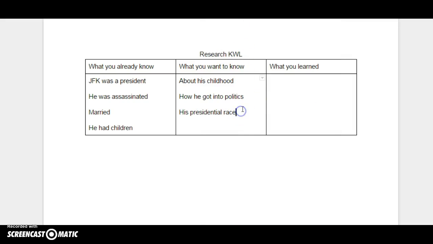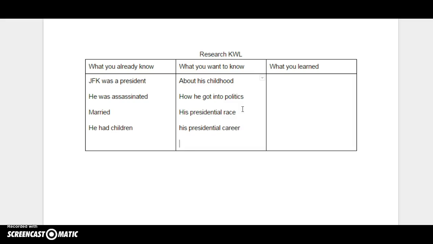I want to also know about his presidential career. I want to also know about his death, because I know he's dead. Okay? So this last category, what you learned, you can't quite fill out yet because you haven't really learned a whole lot.